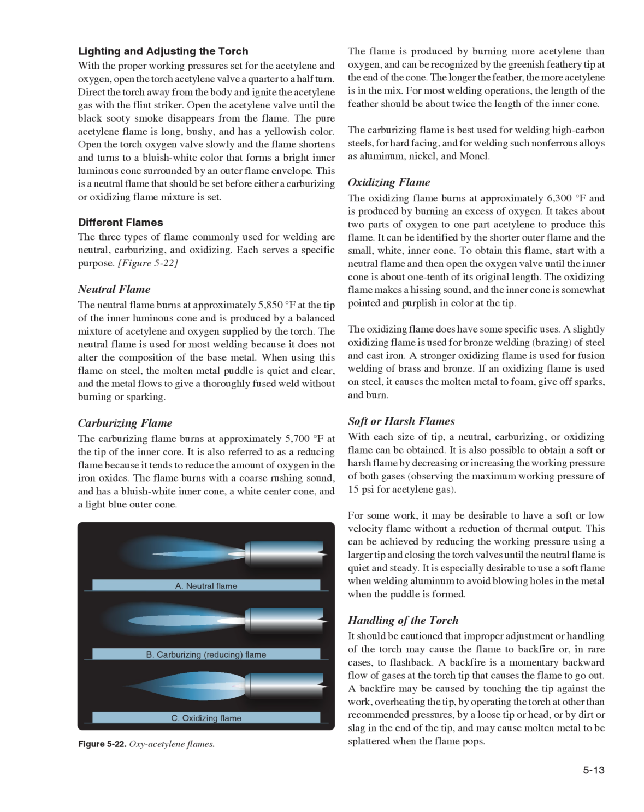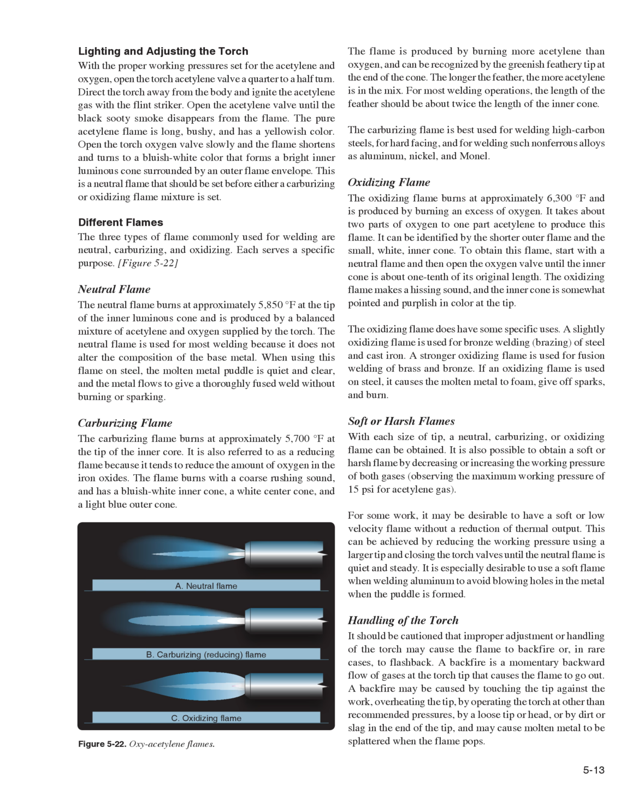For some work, it may be desirable to have a soft or low velocity flame without a reduction of thermal output. This can be achieved by reducing the working pressure, using a larger tip, and closing the torch valves until the neutral flame is quiet and steady. It is especially desirable to use a soft flame when welding aluminum to avoid blowing holes in the metal when the puddle is formed. Handling of the torch.